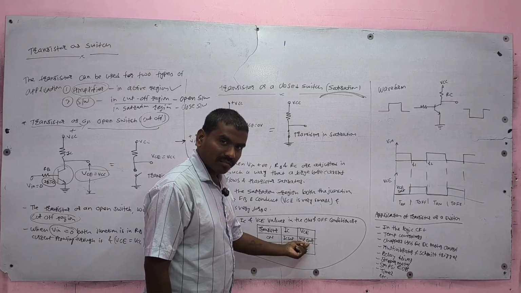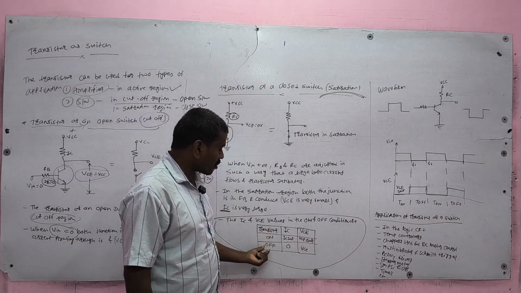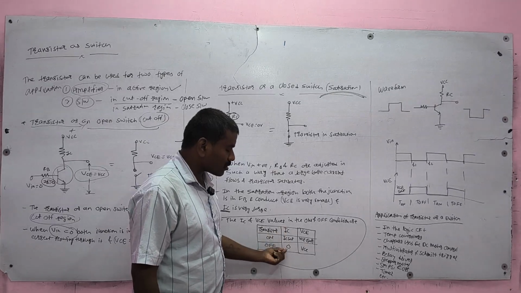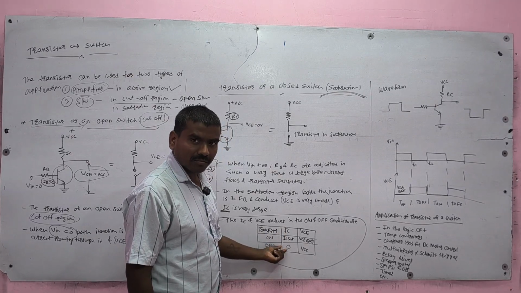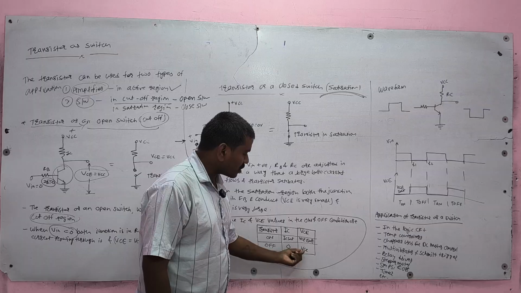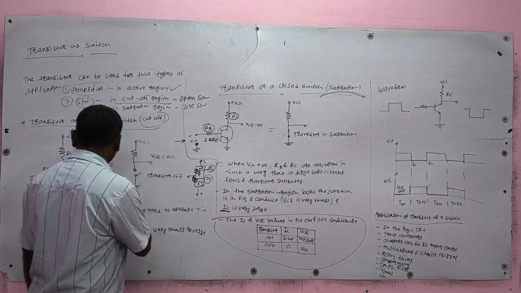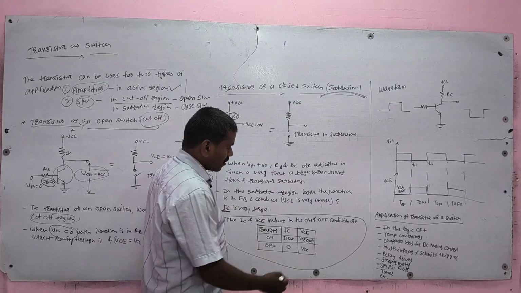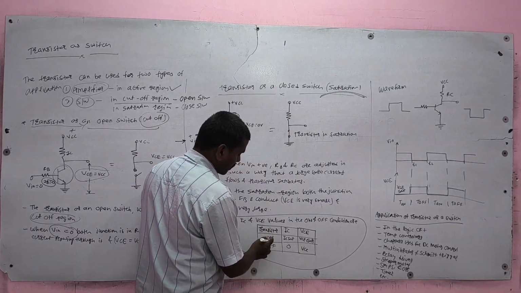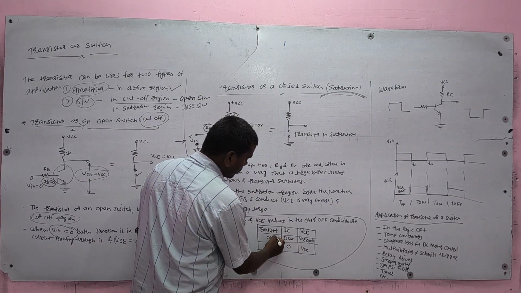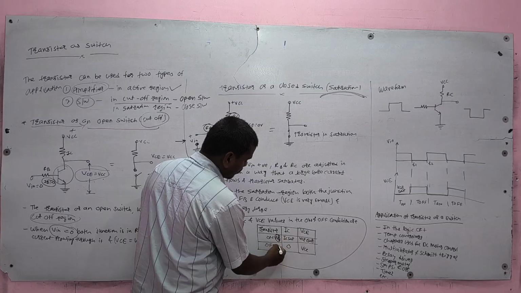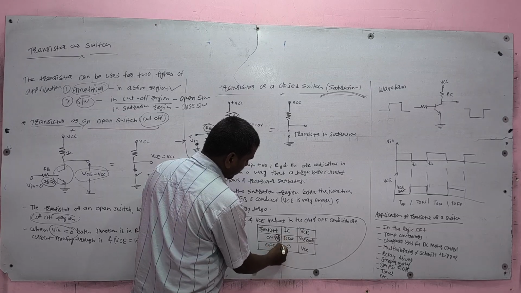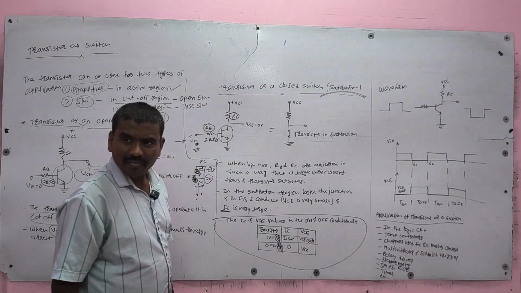VCE saturation. And when the transistor is off, IC is equal to 0, that means no current is flowing through it, and VCE is equal to VCC. So this is a summary. Here both junctions are in forward bias and here both junctions are in reverse bias. Are you getting this?